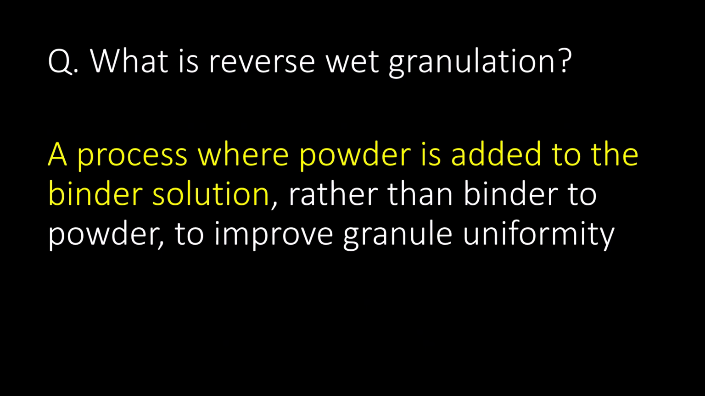What is reverse wet granulation? Reverse wet granulation is a process where powder is added to the binder solution rather than binder to powder. Reverse wet granulation process is done to improve granule uniformity.